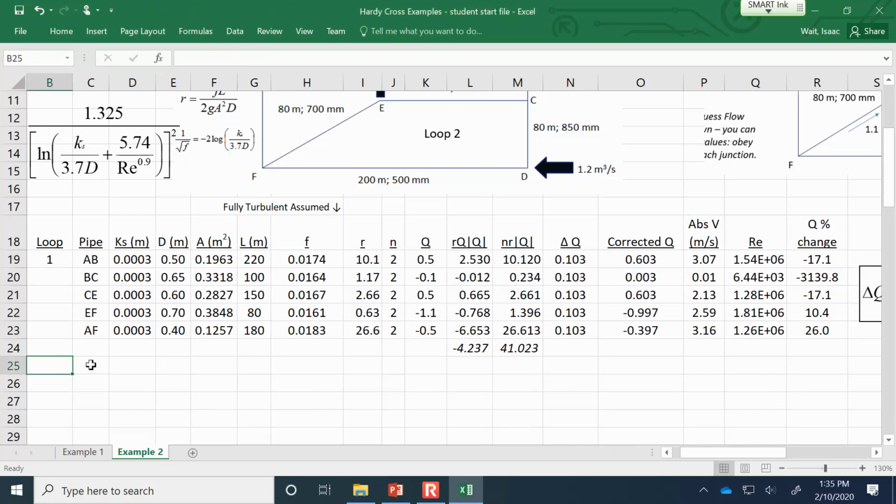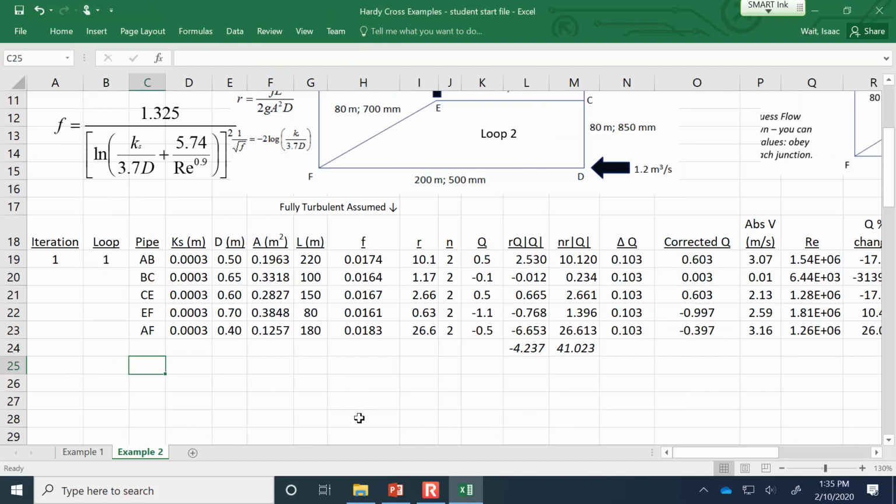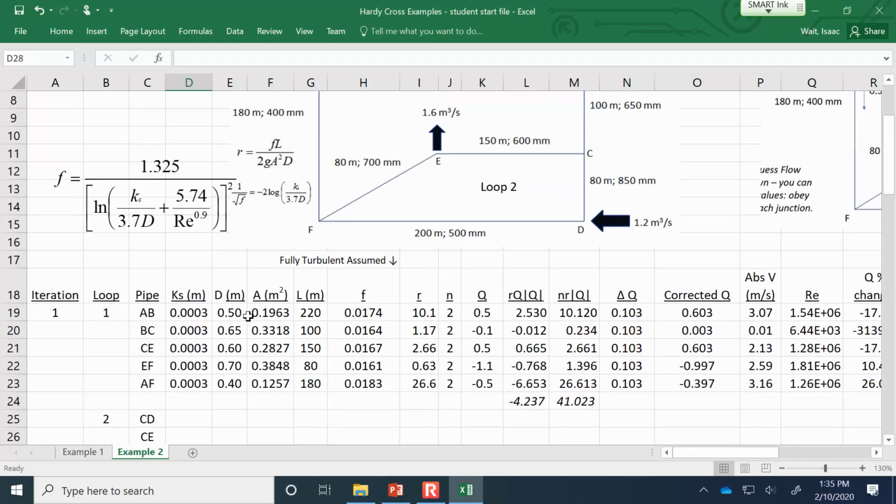All right, now let's go to still iteration 1, but loop 2. So now in loop 2, we have pipe CD. Okay, there's CD, CE, EF, and DF.